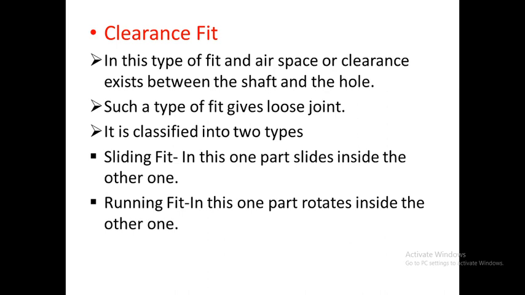Or in other words, the fit obtained is a clearance fit when the size of the shaft is always smaller than the size of the hole. So when the size of the shaft is smaller than the size of the hole, then after assembly there will exist a clearance between the shaft and the hole, and the resulting fit will be a clearance fit. Such a type of fit gives a loose joint. Since there is a space between the two mating parts, the joint will be loose.